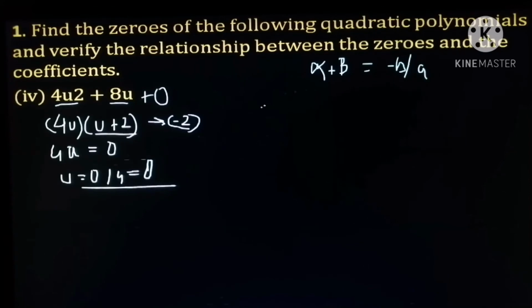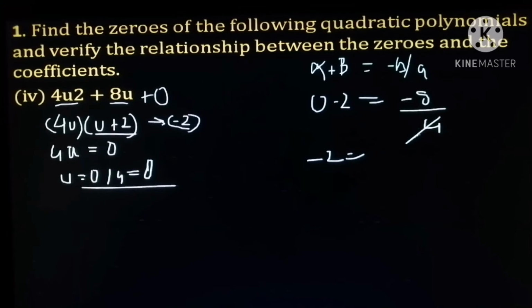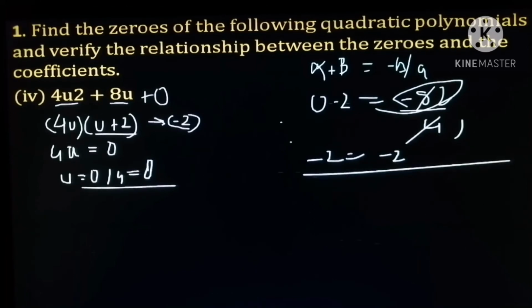Alpha is 0, beta is minus 2. So 0 minus 2 is equal to negative of b upon a. Negative of b is negative of 8 upon a, that is 4. 0 minus 2 is minus 2, and 4 ones are 4 and 4 twos are 8. So here you have minus 2. So minus 2 is equal to minus 2, relation 1 verified.